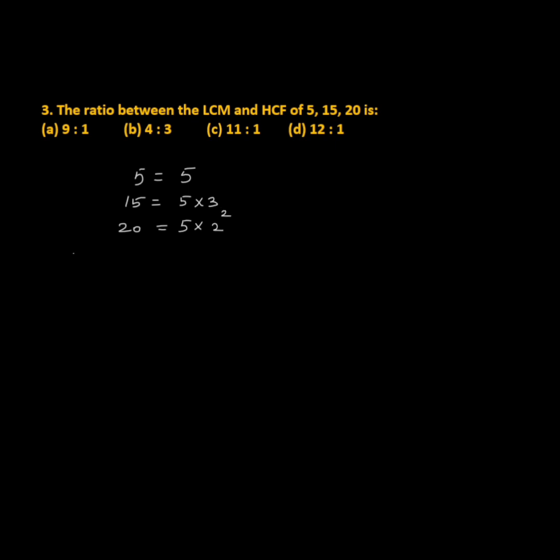So HCF of 5, 15, 20 is the common factor. The only common factor here is 5. 3 and 2 are not common to 5, 15 and 20. So only 5, and all the numbers have the same power. So HCF of 5, 15, 20 is 5.